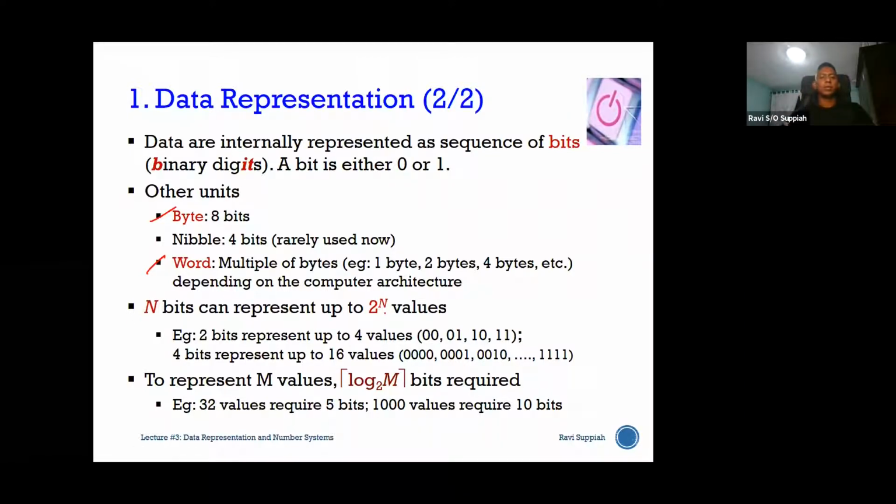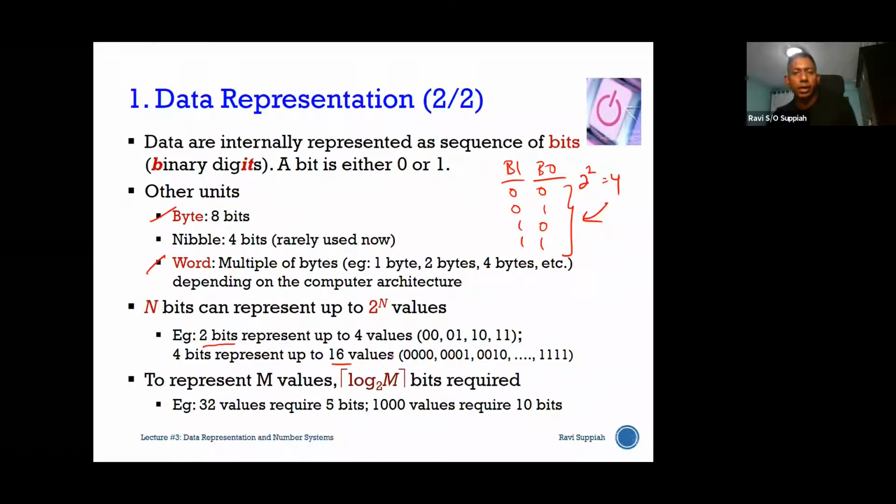N bits can represent 2 to the power n values. So if I say 2 bits, bit 1 and bit 0, the different possible combinations would be 00, 01, 10 and 11. So that is basically 2 to the power n. 2 bits means 2 to the power of 2 equals 4 different possible combinations. If I have 4 bits, then I have 2 to the power of 4, which is 16.